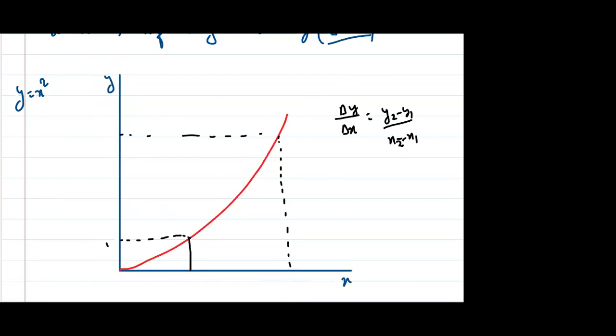Okay. So this is x1, this is x2, this is y1, this is y2. Yes or no? Everyone is getting this? Now suppose this change, this is what? This is your delta x, the change, which is x2 minus x1. And this change is your delta y, which is y2 minus y1.